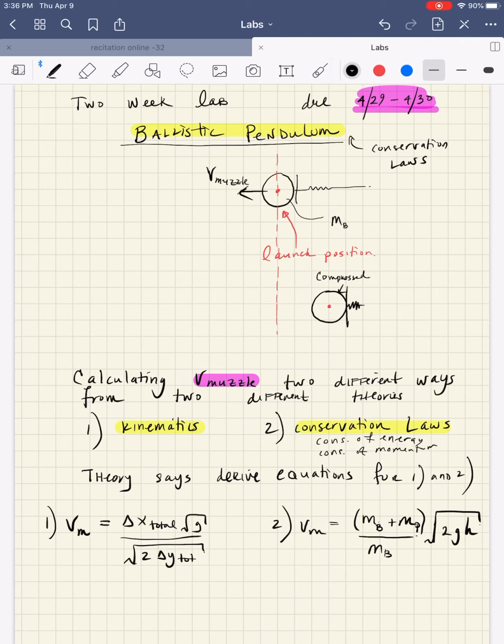So what I'm going to do is highlight our measured quantities. Let's choose a highlighter color here. Our measured quantities are going to be delta y total and delta x total for the kinematics version. And we're going to be measuring h, mass of the pendulum, and mass of the bullet or the cannonball for the conservation laws one. So part of what you're going to be deriving is these two equations that we're going to be using.